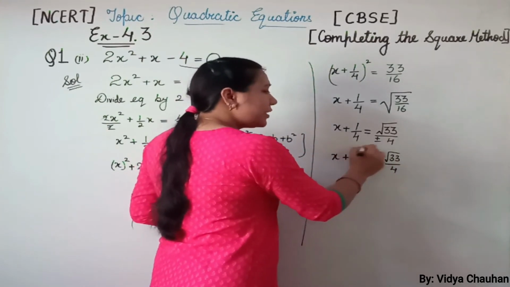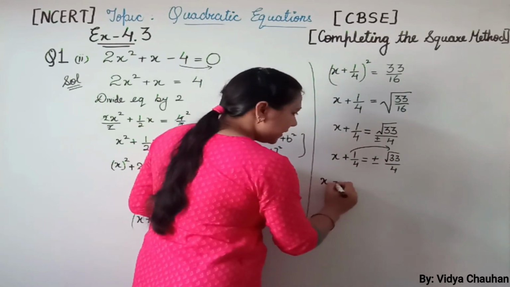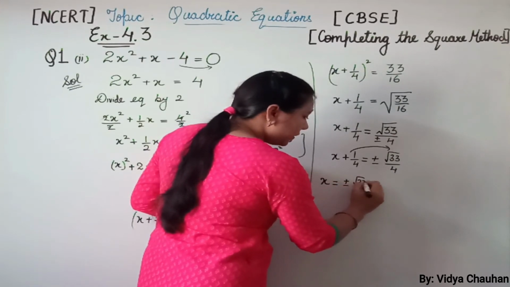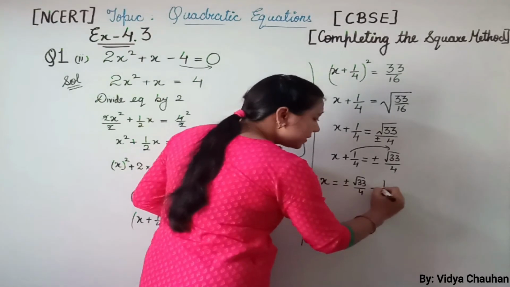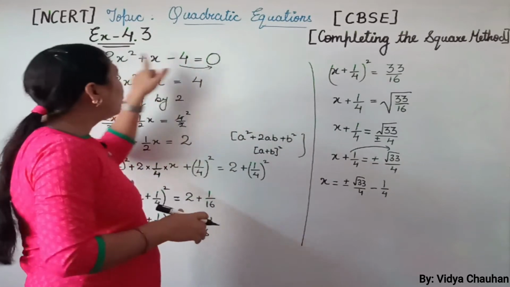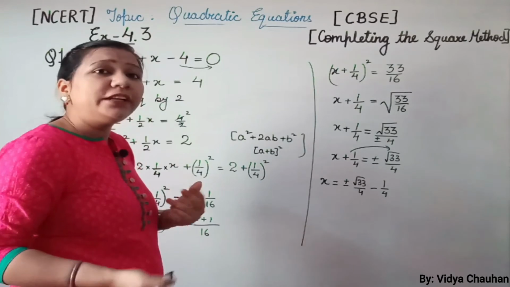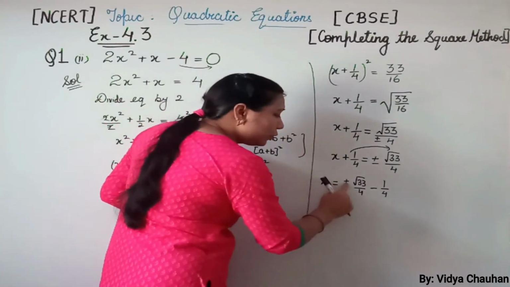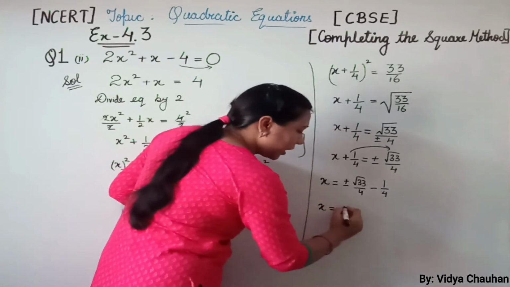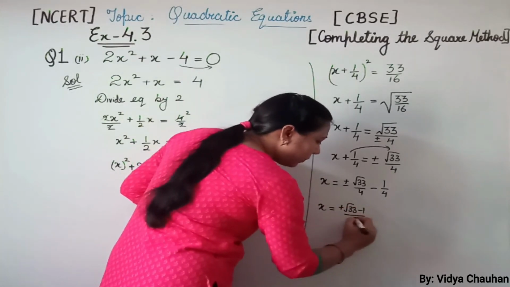At this last step, we will shift our 1 upon 4 term to the right hand side. So x is equals to plus minus root 33 upon 4 minus 1 upon 4. Done? Now since this is a quadratic equation, we need to find two roots, so we will separate the two roots by this plus and minus sign. So basically our two roots for this given quadratic equation are plus root 33 minus 1 upon 4.